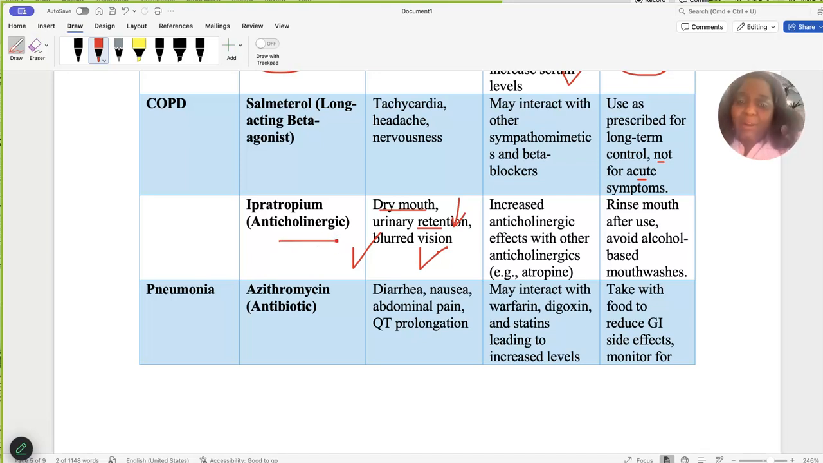Now, what about increased anticholinergic effect with other anticholinergics? Whenever we combine with other anticholinergics like atropine, the side effects are going to be an additive effect. Now what do we do then? How do we prevent or reduce this? We have to rinse the mouth after use and avoid alcohol-based mouthwashes.